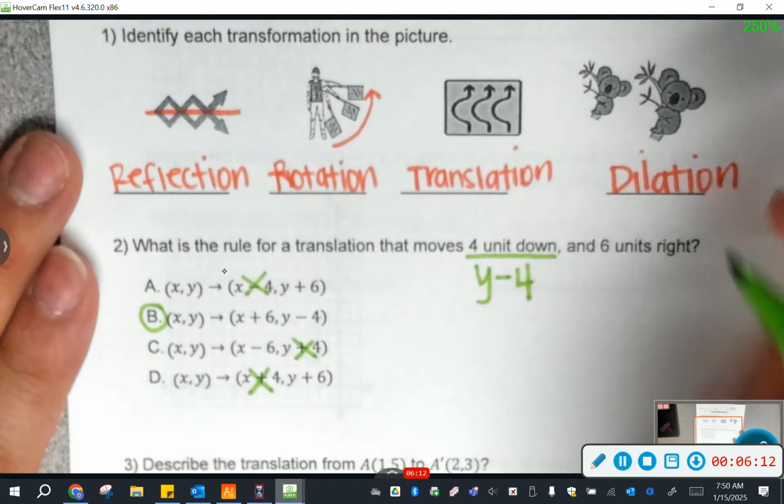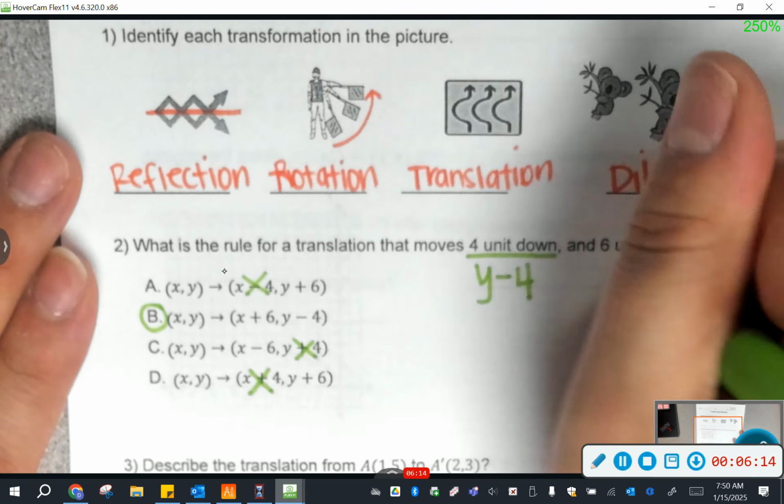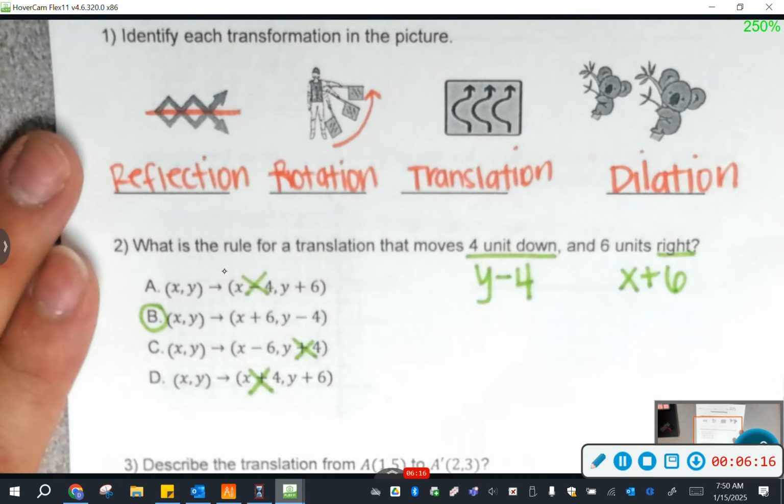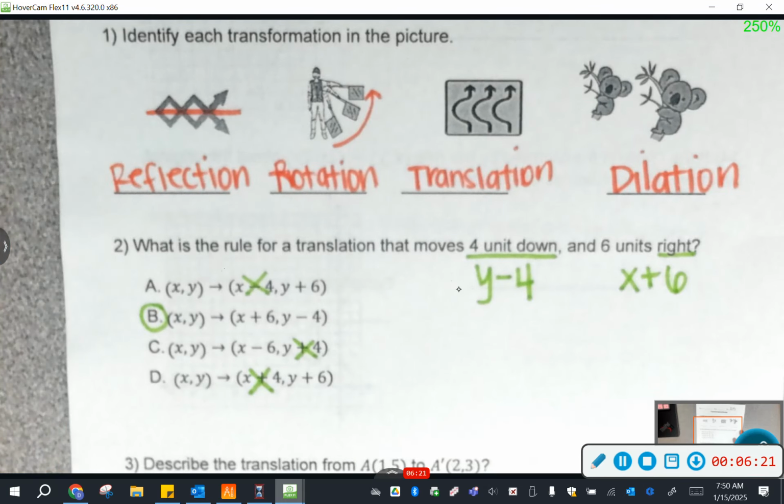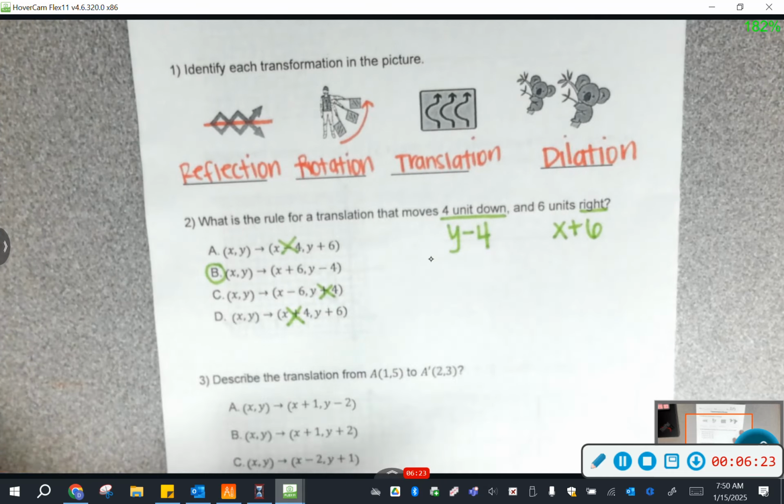And then right 6, left and right is your X, and that's positive. So be careful. Sometimes I can switch them around. Left and right is your X-axis. Up and down is your Y.